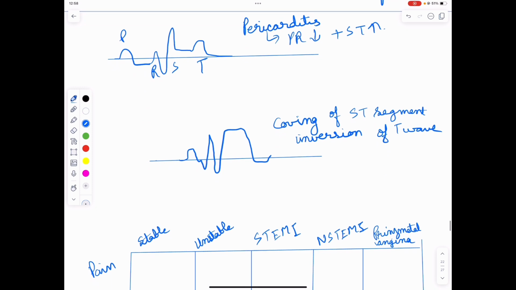Now we move towards pericarditis. In pericarditis, remember that there is depression in the PR interval, whereas there is elevation of the ST segment. But remember, there is global ST elevation in pericarditis. That is, in all the leads there would be ST elevation witnessed.